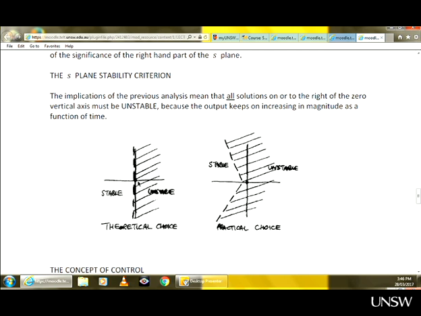If this is exponentially unstable, that means the system has at least one real root on the right-hand side of the s-plane. Maybe two, maybe even more, but at least one. There are no oscillations, so there are no complex conjugate roots.